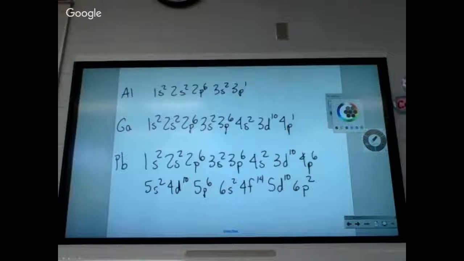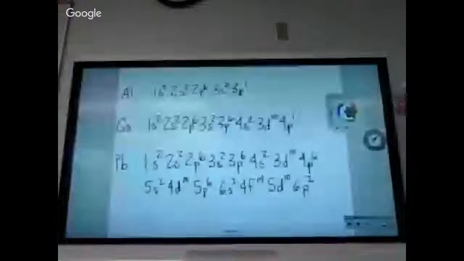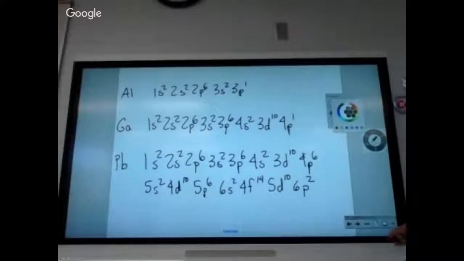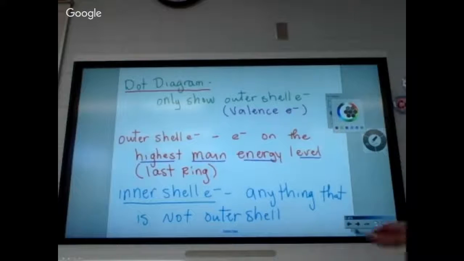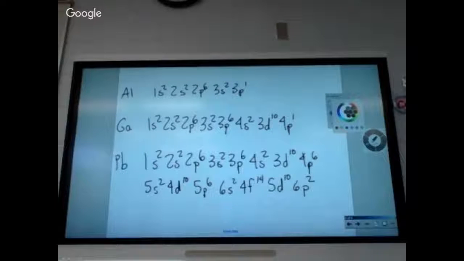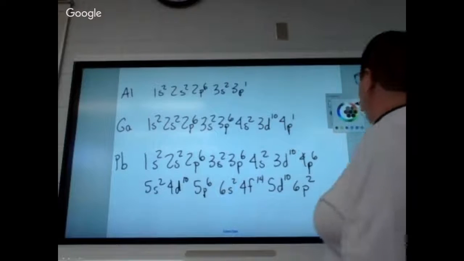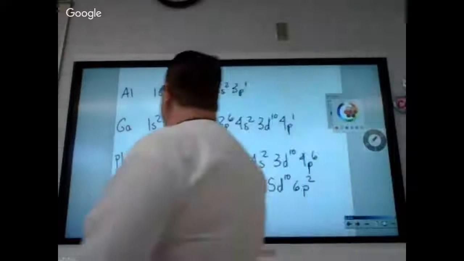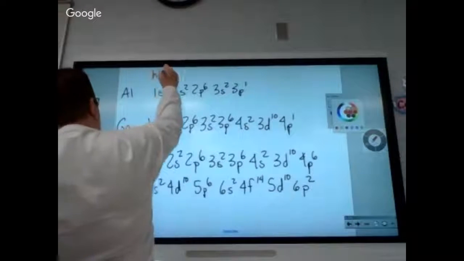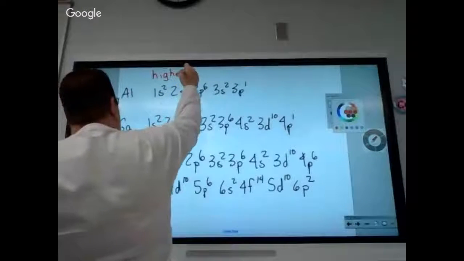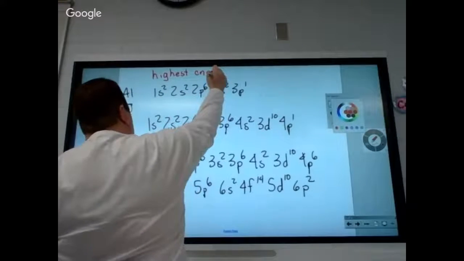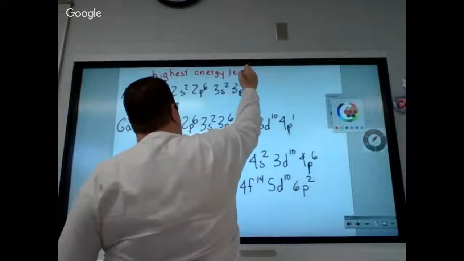All right, when you look at aluminum, how do we decide the highest main energy level? How do we decide that? If I go back to that wording, energy level, how do we decide the energy levels? The letters tell the sublevels, right? The numbers, okay? So when we look at the numbers, what's the highest energy? I'm going to write that up here. That way you can label your notes.